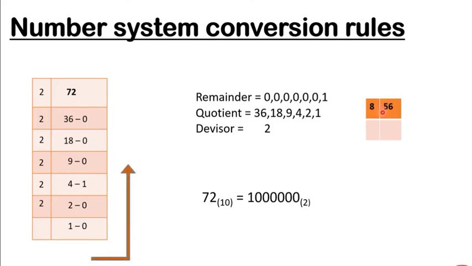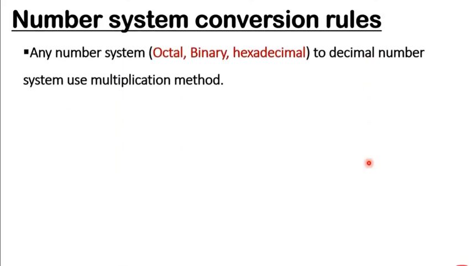So if you want to convert a decimal number to octal, you divide it by 8. Similarly, if you want to convert a decimal number into hexadecimal, then you have to divide it by the hexadecimal base, and that is 16.